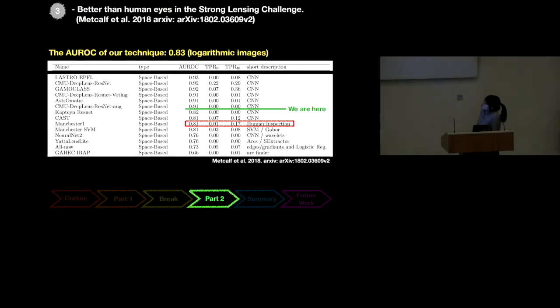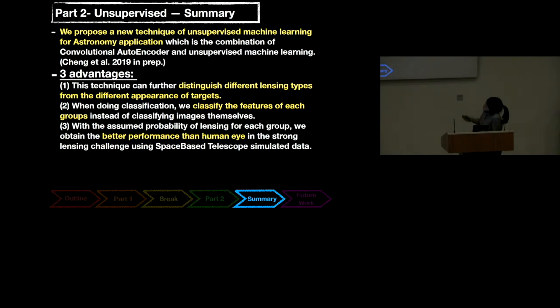So we compared our result with the lensing finding challenge and discovered that our result is better than human classification. And here is where we are. We are even better than some typical supervised machine learning and convolutional neural networks. So here is a little summary for that.